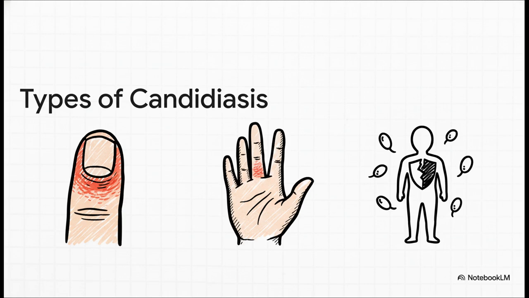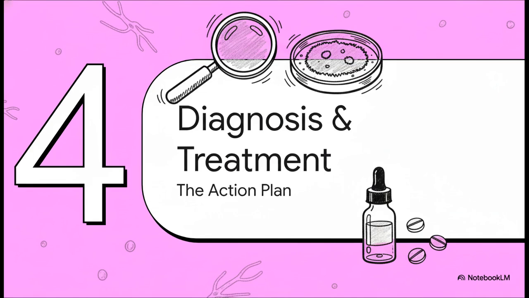Another one, erosio interdigitalis, affects the webs between your fingers. And then, in more serious cases, there's a persistent infection called chronic mucocutaneous candidiasis, which usually affects people who have a compromised immune system. Okay, so we've met our culprits. Now for the really important bit. How do doctors actually figure out what's going on, and what on earth can be done about it? Let's take a look at the action plan for diagnosis and treatment.